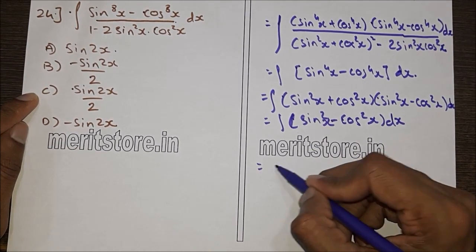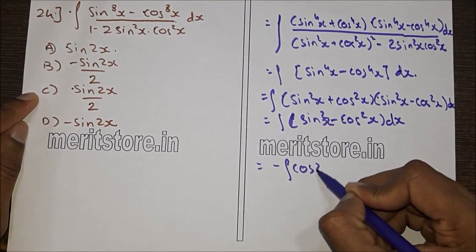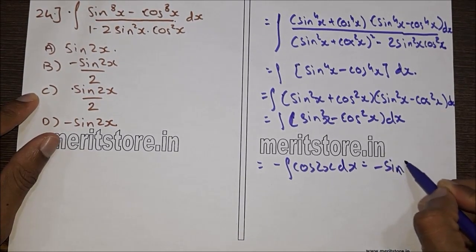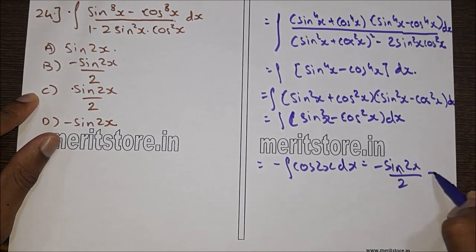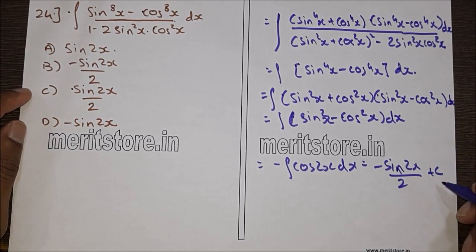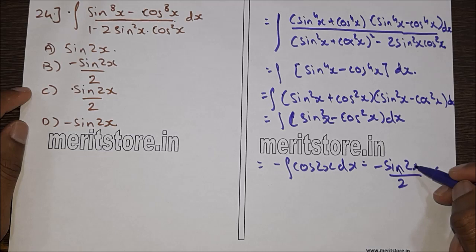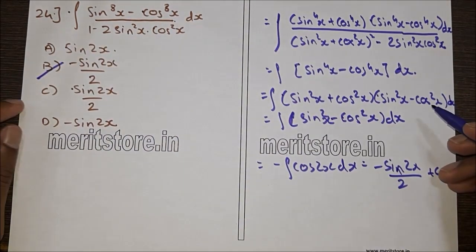Further, we get this as minus of cos 2x dx, which is equal to minus sin 2x upon 2 plus c, which is our option. We see minus sin 2x upon 2, we get answer as B. Therefore, B is the correct answer.